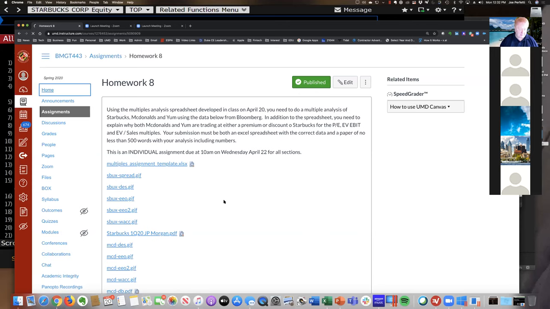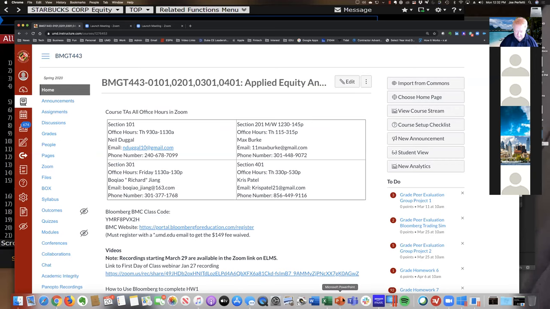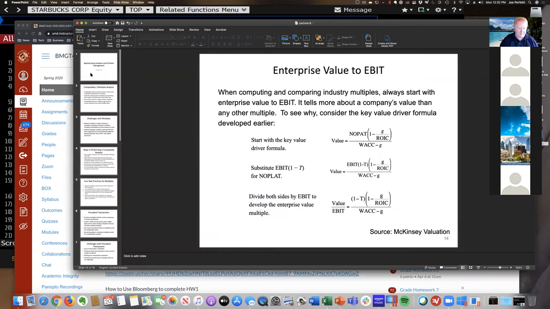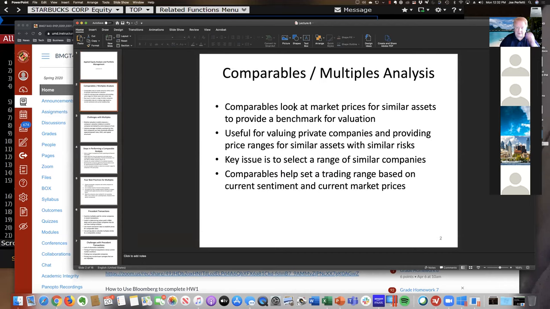Go back here, and I will pull up lecture note 6. So multiples, also known as comparables, are just another form of valuation. In our third section of valuation, we focused on enterprise DCF. And now we're going to use multiples or comparables to value a company. What's important to understand is, even though we're changing our approach and methodology, we should still get the same price of a company. The value of the company doesn't change just because we're changing our methodology. In fact, that's the point. We're going to get to the same answer.